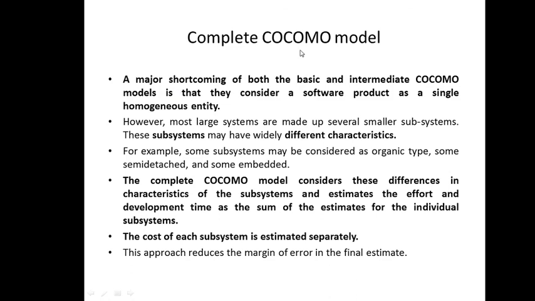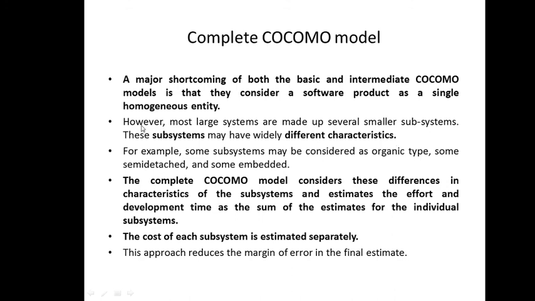The last one, that is complete Cocomo model. So I've told you there is a shortcoming of both basic and intermediate Cocomo model, that they consider a software product as a single homogeneous entity. Homogeneous entity means same. They assume that the entire project either belongs to organic category or a semi-detached or an embedded type, right? But we know that if it is a large system, it is divided into several subsystems which have different characteristics and complexity and various other parameters.